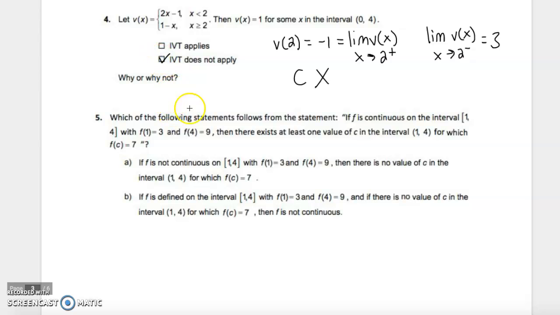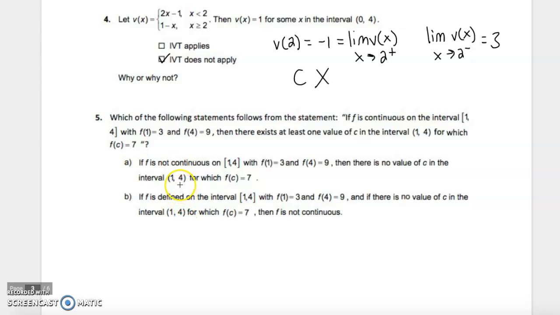All right, which of the following statements follows from the statement, if f is continuous on the interval 1 to 4, with f of 1 equal 3 and f of 4 equal 9, then there exists at least one value of c in that interval for which f of c equals 7. Well, that makes sense, right? Continuous function, f of 1 and f of 4, 3 and 9 surround 7, so there has to be some c value between 1 and 4 that when I plug it into my function, I get out 7. Okay, so now let's check these statements.